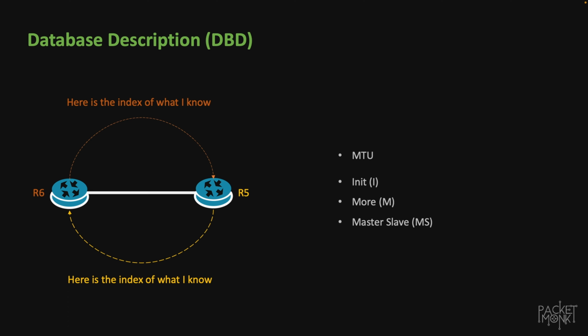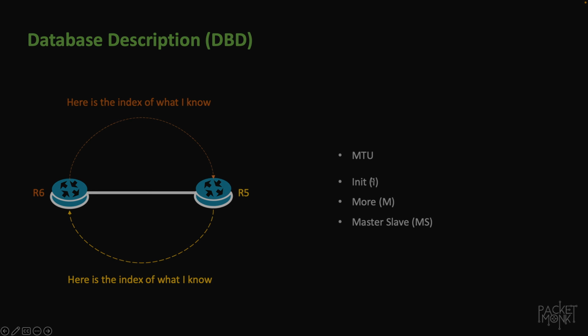The first one is the init bit, and if this is the first DBD, then the init bit will be set as 1. If there are more DBDs to follow after the first DBD, then the more bit will be set as 1. The master slave bit will be set on the master, and this is to identify who should send the DBDs first. These values will be covered in detail when we go through OSPF states in the next video.